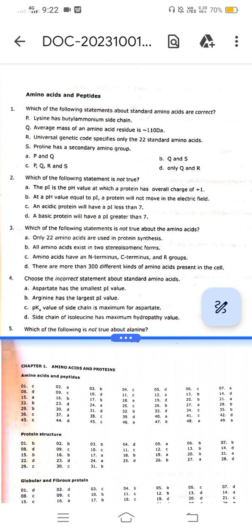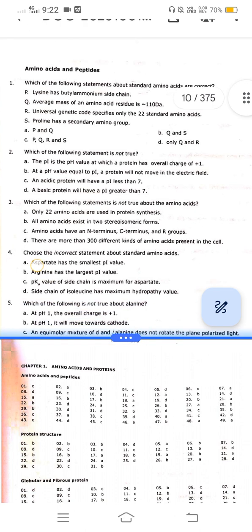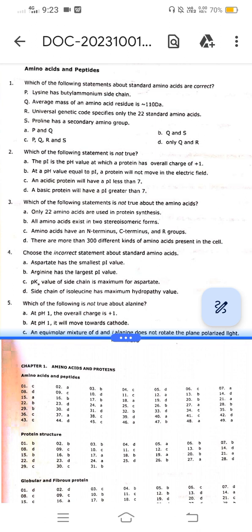Third one, answer is B. All amino acids exist in two stereoisomeric forms. That's not true, but all other statements are true. Only 22 amino acids are used in protein synthesis. Amino acids have N-terminus, C-terminus and R groups. There are more than 300 different kinds of amino acids present in the cell. Then choose the incorrect statement about standard amino acids. Aspartate has the smallest pI value, and arginine has the largest pI value. pKa value of side chain is maximum for aspartate. Side chain of isoleucine has maximum hydropathy value.